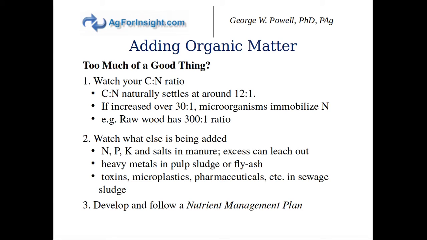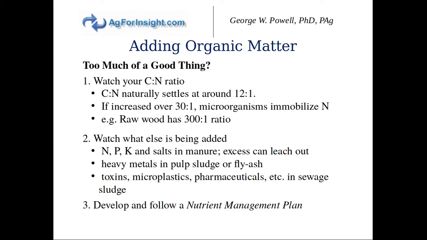So in adding organic matter to your soil, some things to consider. You really have to watch your carbon to nitrogen ratios. So carbon to nitrogen ratio naturally settles out at about 12 to 1. The microorganisms in the soil will decompose the carbon down to that ratio for you. If you increase it by adding a lot of carbon all at once without a corresponding amount of nitrogen, then you give the microorganisms in your soil a big food source, and they flourish and grow, and in doing so they immobilize the soil nitrogen, and that nitrogen therefore is not available for your crop.